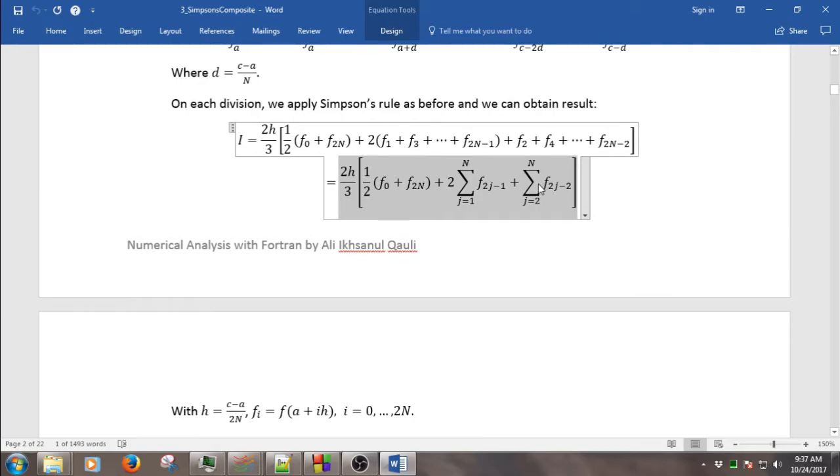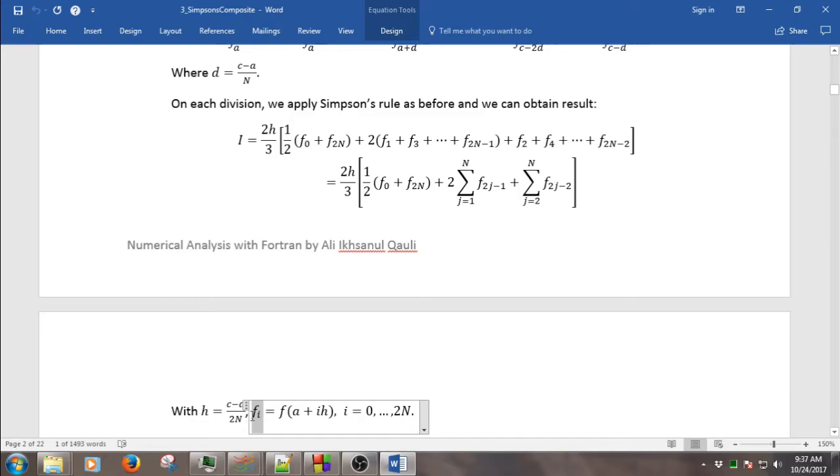So in this case, we define the x as this one. fi equals to, fi means f at x equals to xi. xi means a plus i multiplied with h. i is equal to 0 to n. n is the number of division we want to perform, and the h itself, the step size of x, is c minus a divided by 2n.